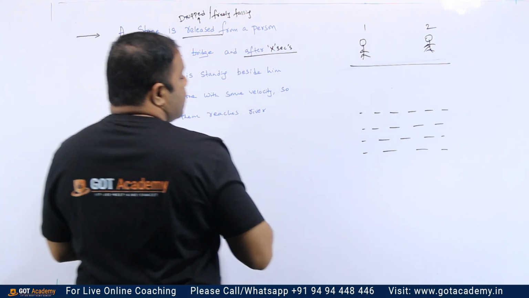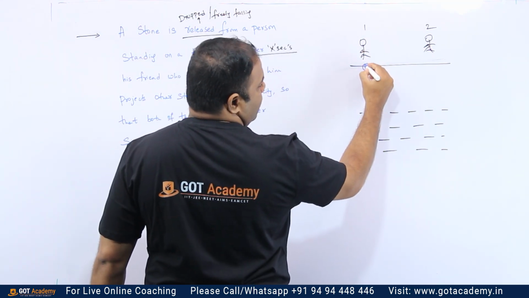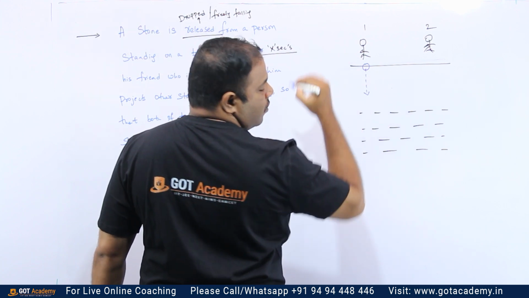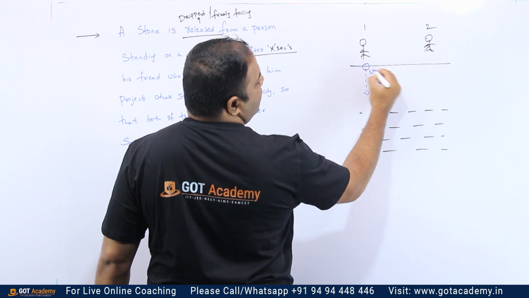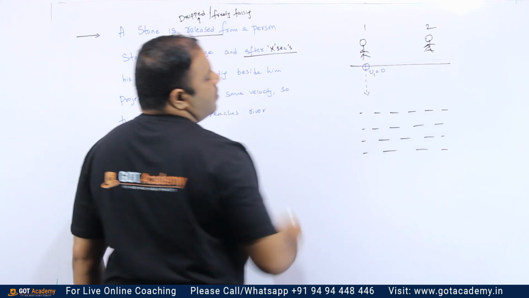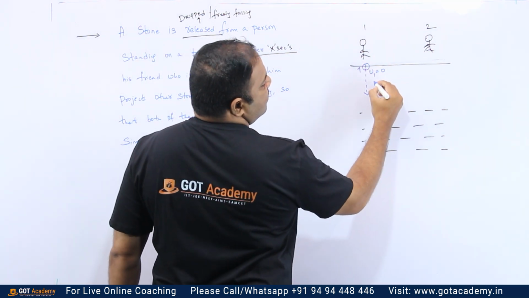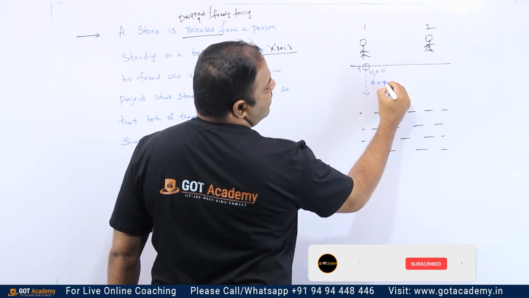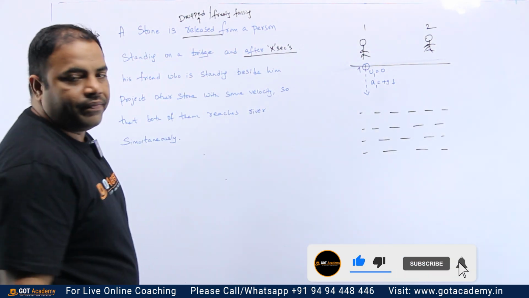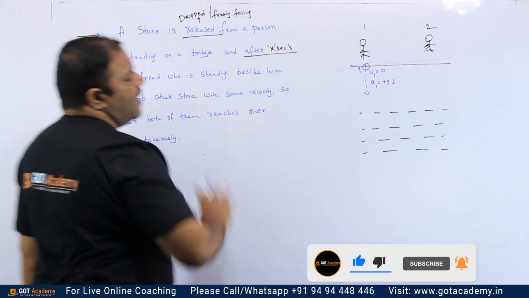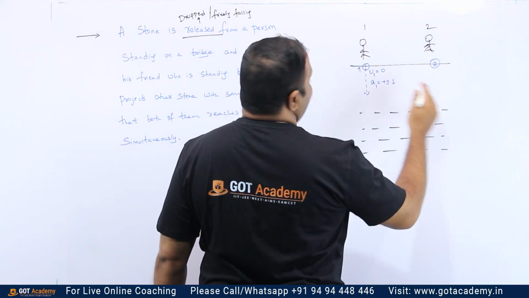Initially one stone has been released. Released means the initial velocity of this first stone is 0. Since it is coming down, acceleration is plus g, let it be a1. And after x seconds, the second stone has been projected.